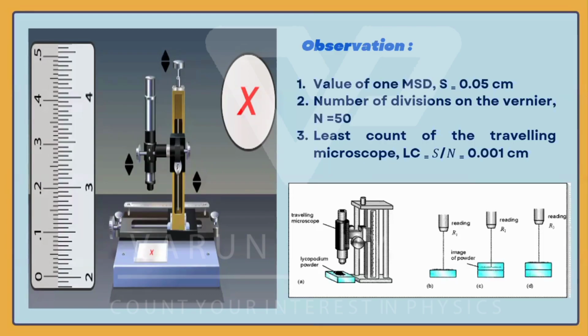And it has three stages. The first stage is R1, which means focusing on the object or an ink mark through air. R2 is focusing on the ink mark through the glass slab, and R3 is focusing on the powder, which we will understand in an upcoming simulation.